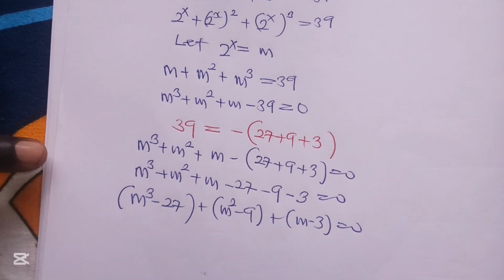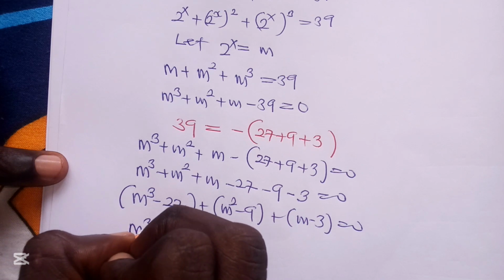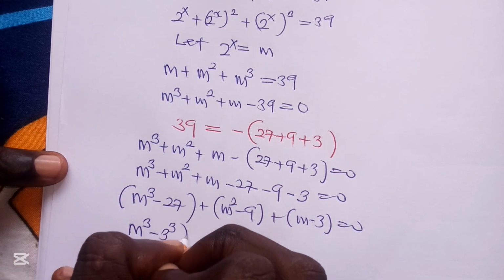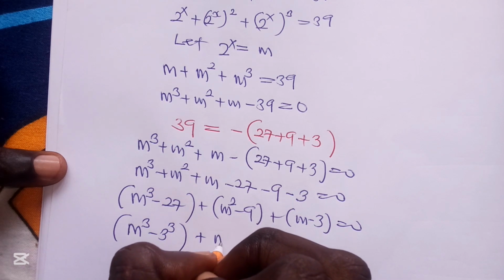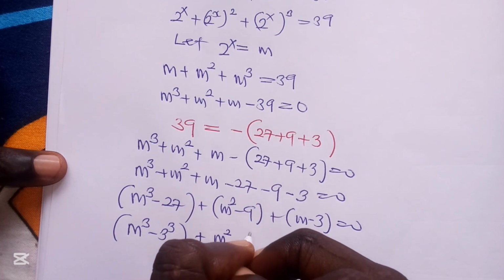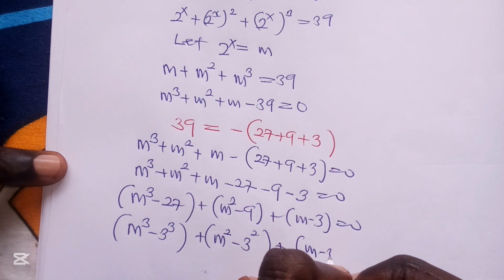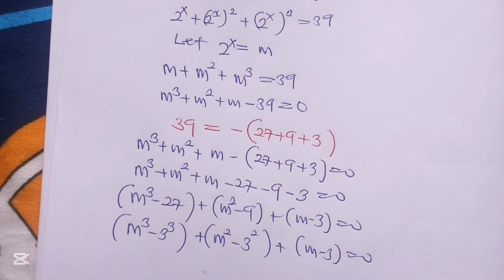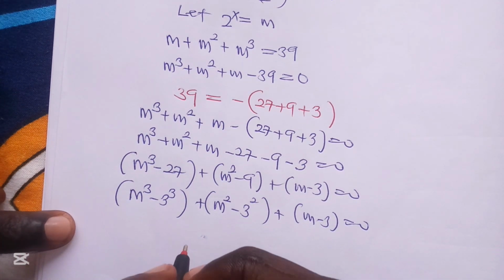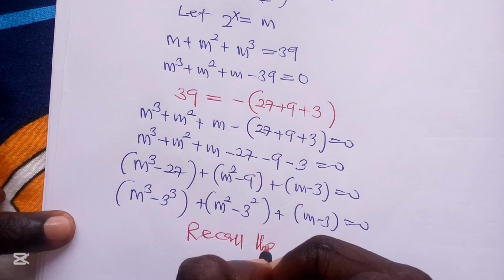Now recall that we can express 27 so that we have m raised to the power 3 minus 3 raised to the power 3. Then plus this can also be expressed as a difference of squares, m raised to the power 2 minus 3 raised to the power 2. Then we say plus m minus 3. Then everything becomes 0. Recall that.